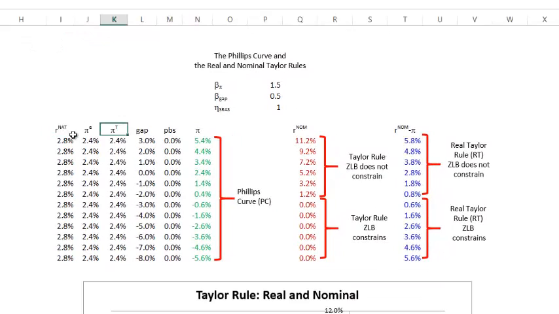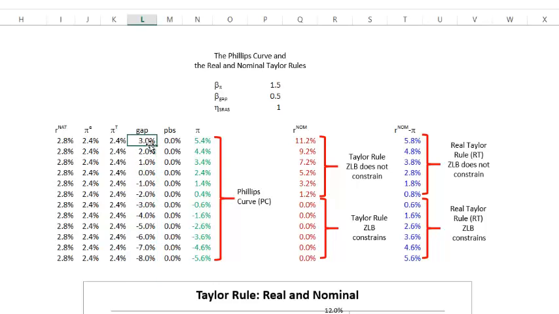In these columns, we're assuming that certain key variables, namely the natural rate of interest, the expected rate of inflation, and the inflation target, are all constant. And also we're assuming that the expected rate of inflation and the inflation target are aligned, which means full credibility of the central bank. And here we have different values of the output gap.